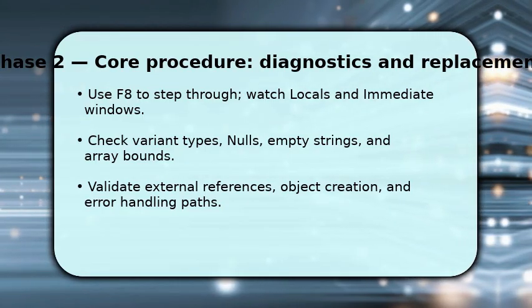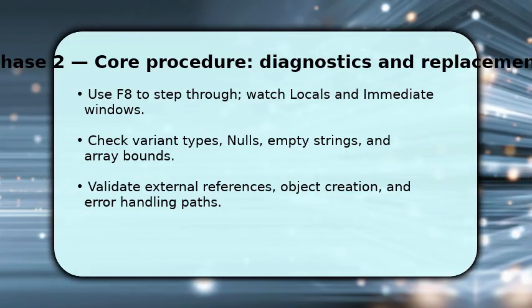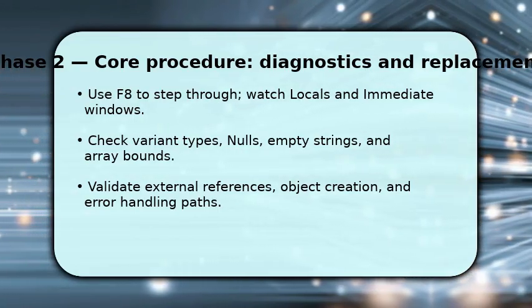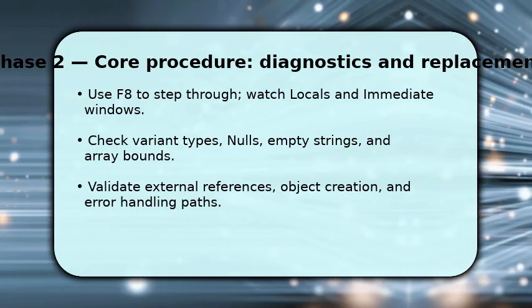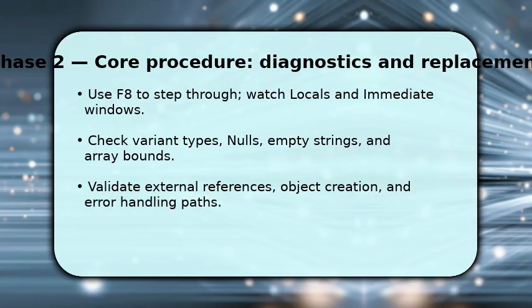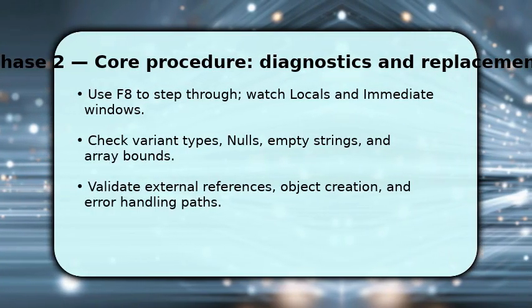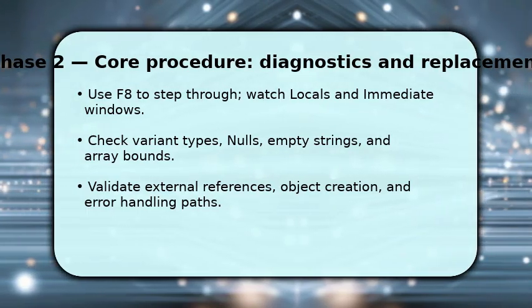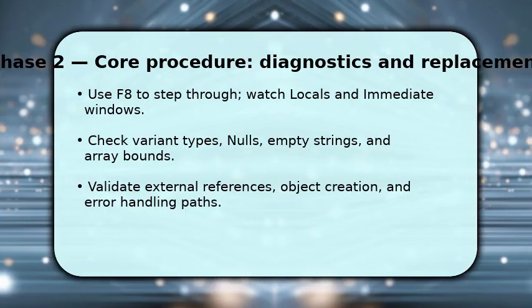Make sure variables have expected types, convert variants explicitly, guard against null and empty string, and check array lower/upper bounds to avoid subscript errors. Also, confirm external references and that objects are created before use. If a line throws, inspect preceding logic and add short, targeted checks rather than broad rewrites.